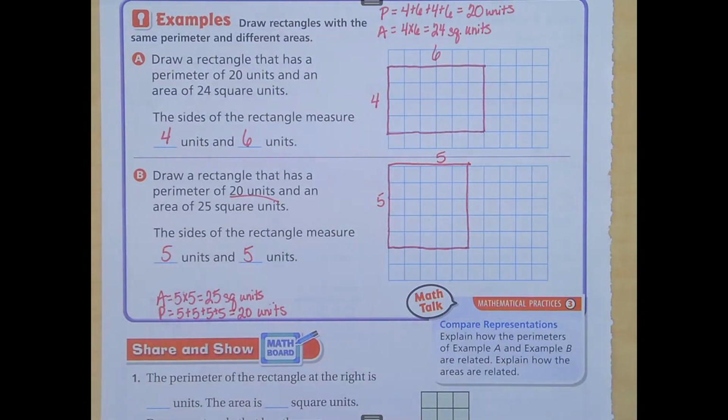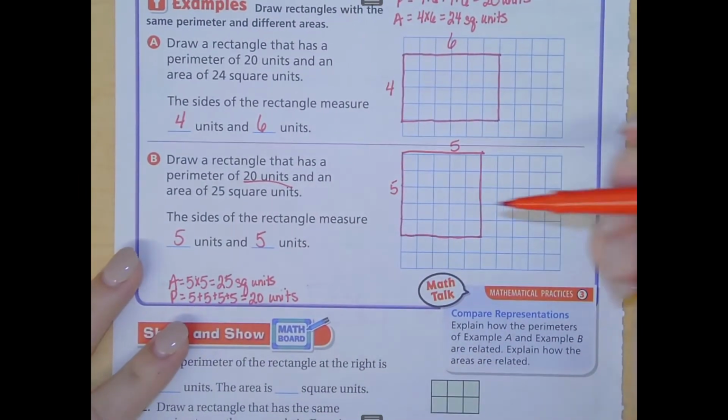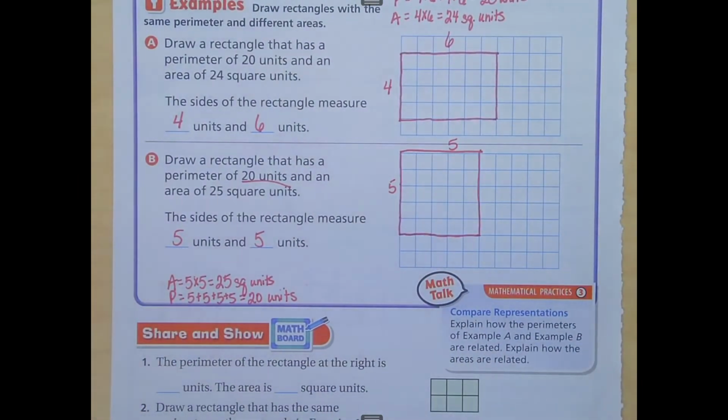So you are able to have a shape that has the same exact perimeter, but different areas. And that's the entire point of this lesson. All right, go down to share and show.